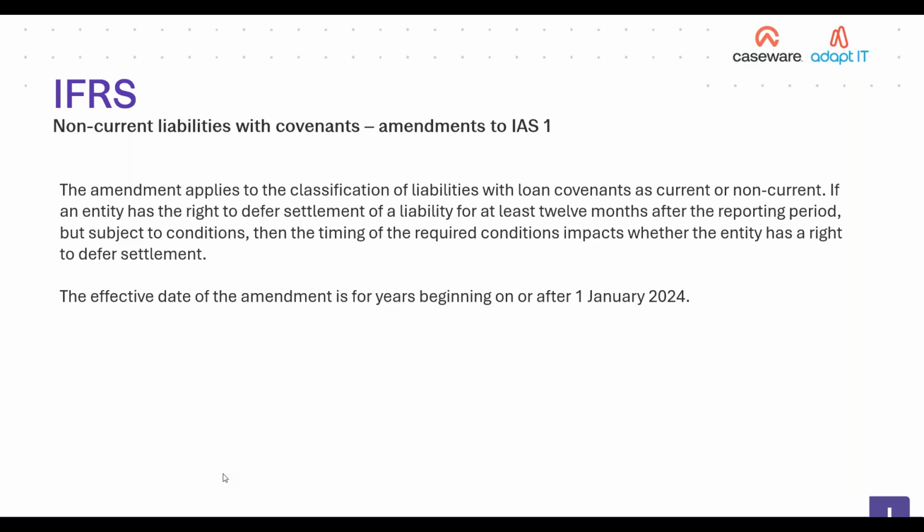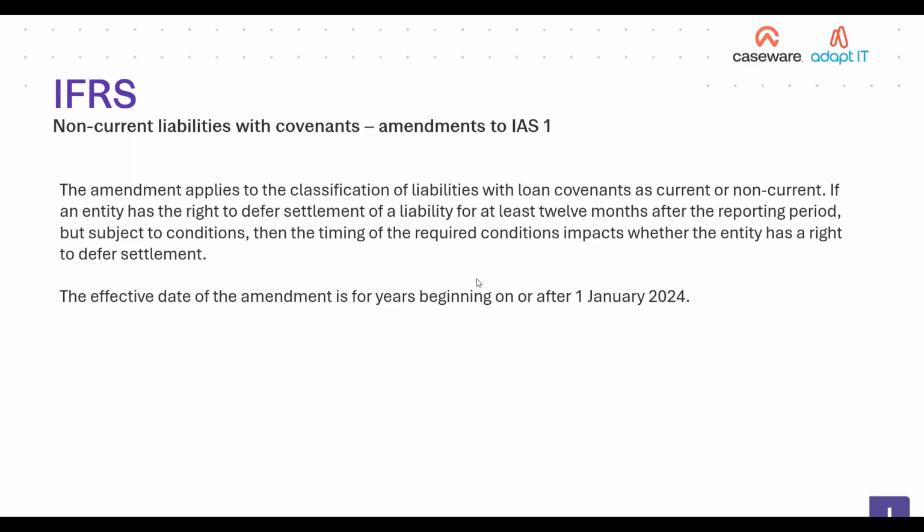So the effective date for this amendment is for years beginning 1 Jan 2024. So we'll see most of this only coming in with the 31st December 2024 release. But as you will see on our roadmap, we have done all of our compliance changes for this year in this release, and I'll talk about it a little bit later. So that is why this is included, as well as the other compliance changes.